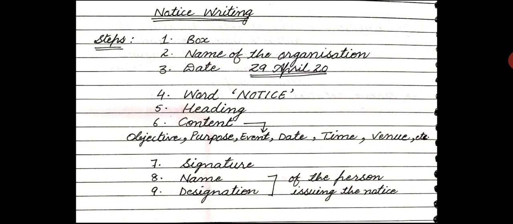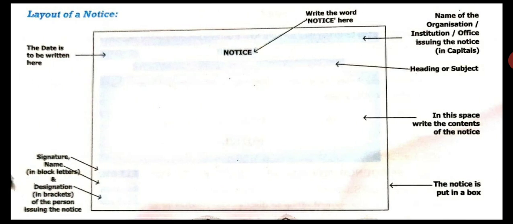Now coming to the layout of the notice. See, dear students, the layout of the notice. As I told you, it should be in a box. So the box is there, right? On the top is given the name of the organization, institution, or office issuing the notice in capitals. Then the date is to be written here, on the left hand side. Then the word notice should be in the center. Again the heading or subject should be in the center. Then comes your content.